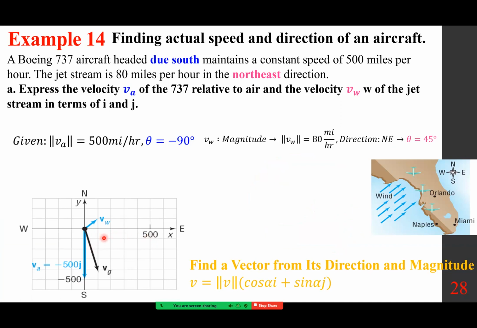The way it works is very simple. The Boeing 737 is going in this direction, due south. So that is 500 miles per hour with theta equals minus 90 degrees. If you put it into this formula, you don't even have to do that because it's going down: minus 500 j. If it's going up north, it's positive 500 j. So going south. The wind, we have it in this direction, 45 degrees. And now we really have to add these two component-wise to get the velocity with respect to the ground.